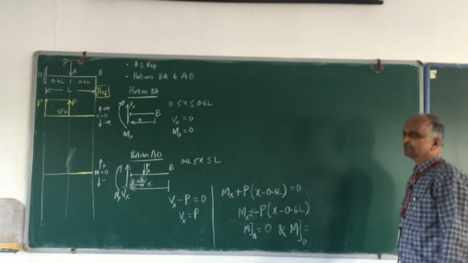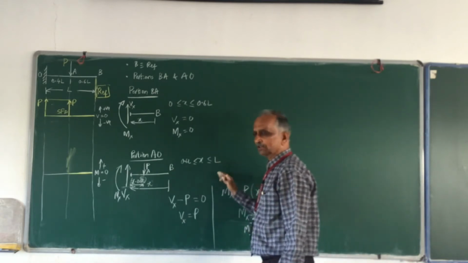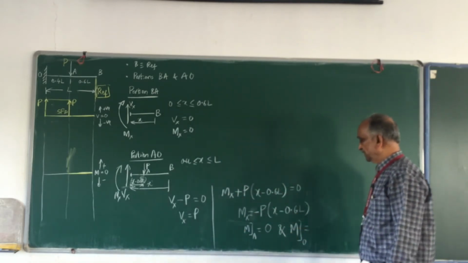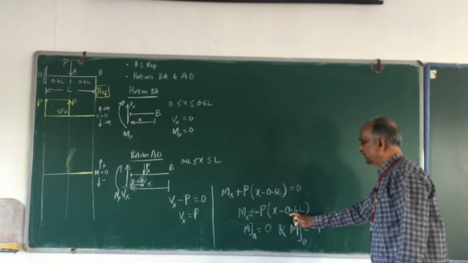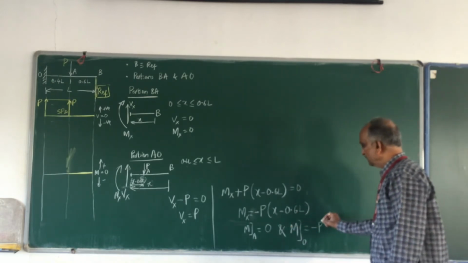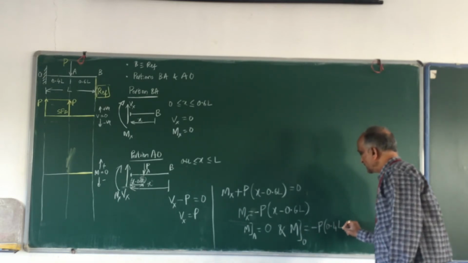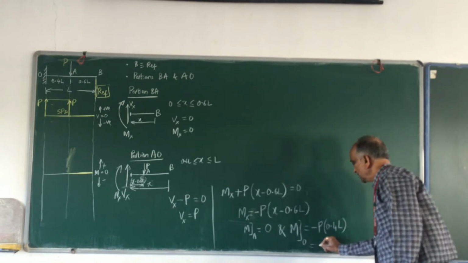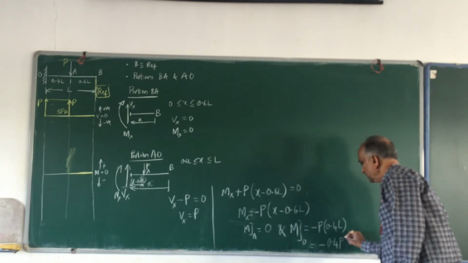So imagine the section at O. What is that? It is nothing but the largest. So x is equal to L, that is nothing but minus P into (L minus 0.6L). So L minus 0.6L is 0.4 times L. This is nothing but minus 0.4 into P into L.